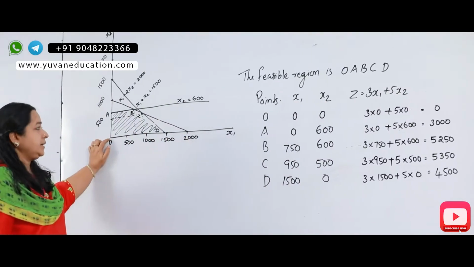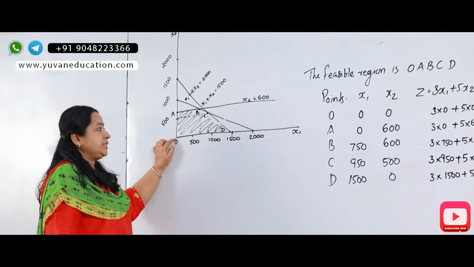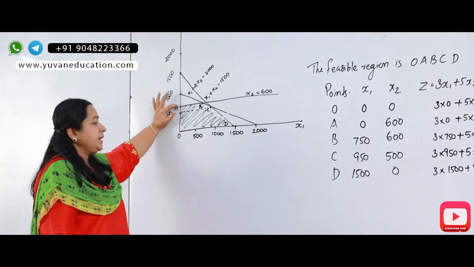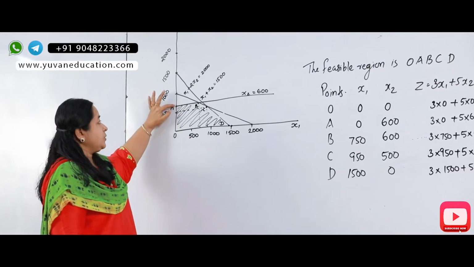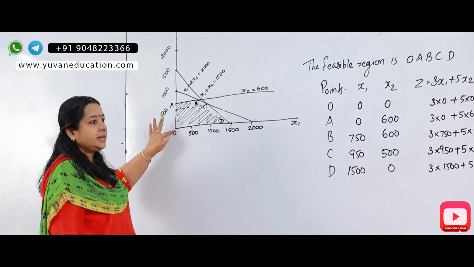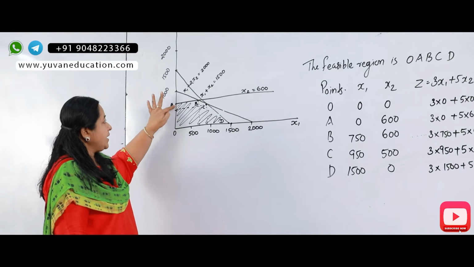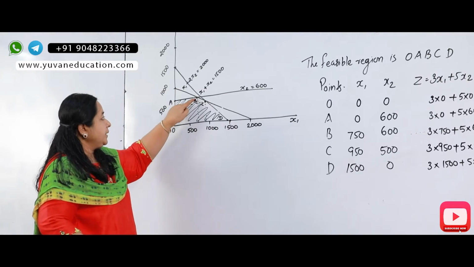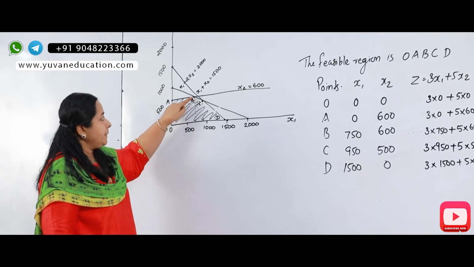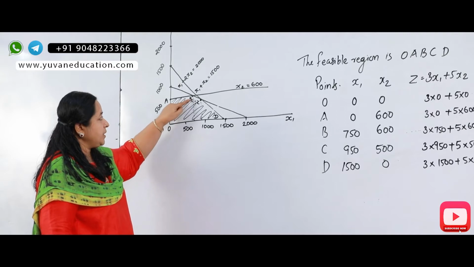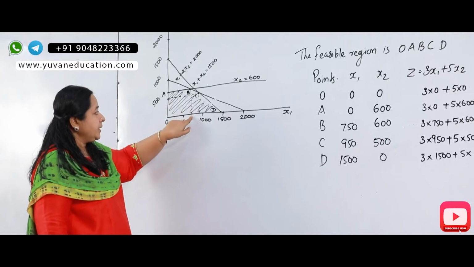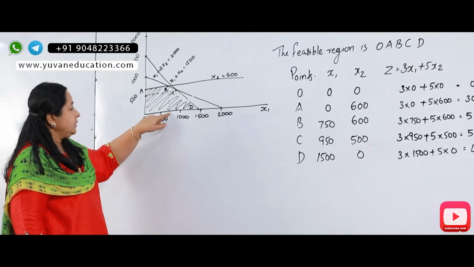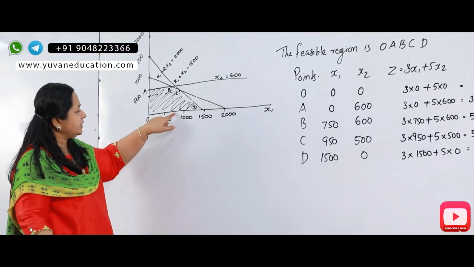See, this is the point 0. Here x1 is 0 and x2 also 0. Next point is A. x1 is 0 and x2 here it is 600. So 0, 600. Then B is another point. See, we can find out x1 here. That is, it is near about 750. I have written it as 750. It's nearing 750 or just above that.